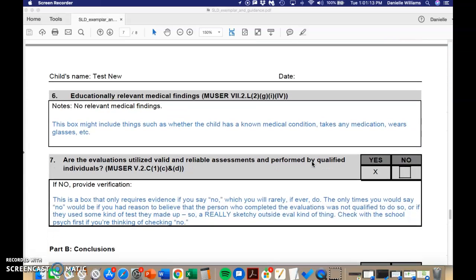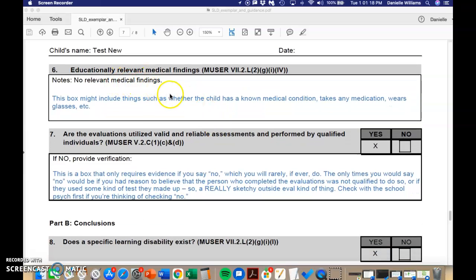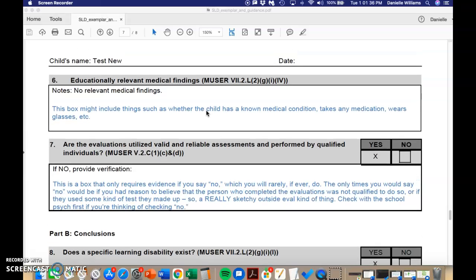From there, you're going to also indicate if there are any educationally relevant medical findings. This can be simple things like if the student wears glasses. It can also be if the student takes medications or anything like that. It's not a rule-out box. So if there are relevant medical findings, don't be shy to share them here. This is something that's going to hopefully be helpful to the team. If there aren't, you can just say there aren't.